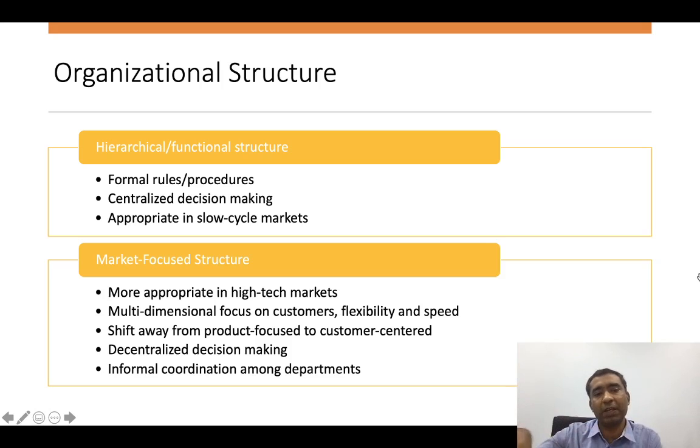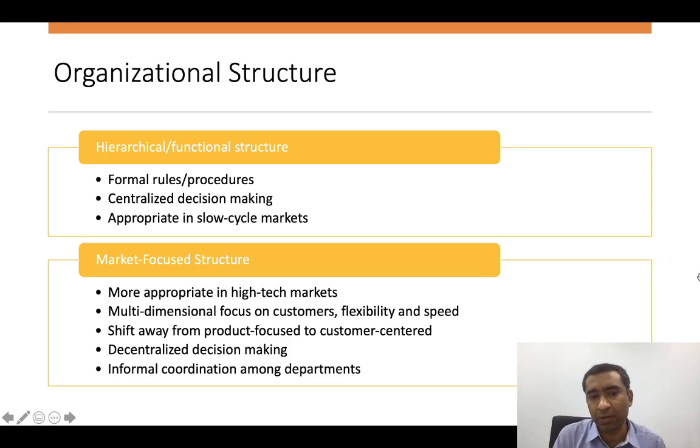This means that every department, or maybe every segment, can decide quickly at their own level, rather than bringing that issue to the top management, and then top management deciding. Each unit, each element of the organization is working independently. And there is informal coordination among departments.